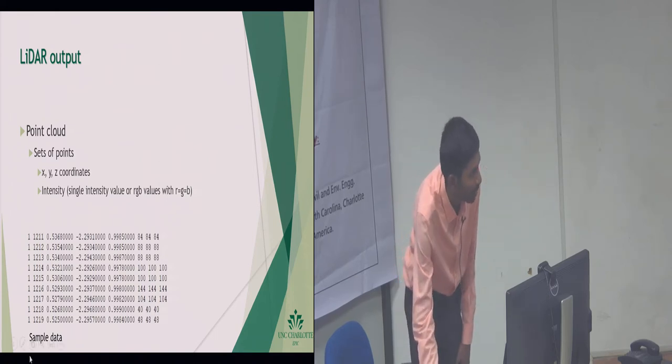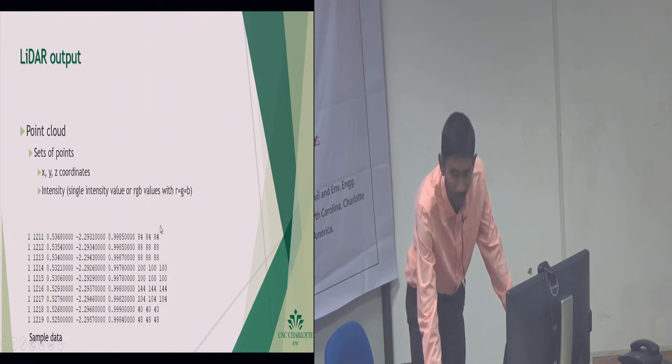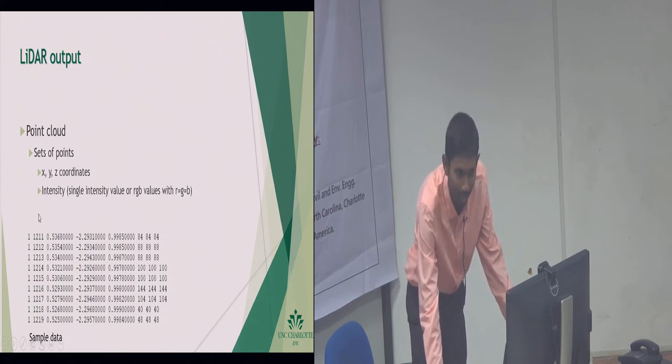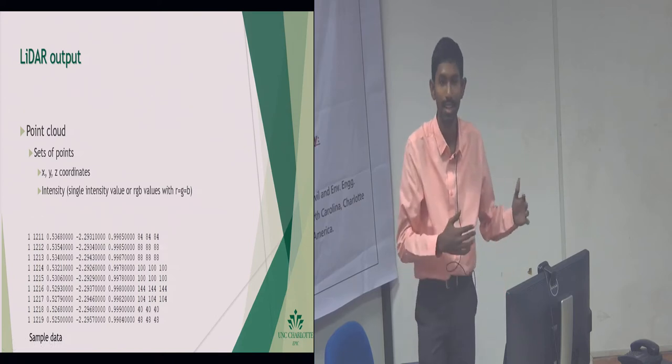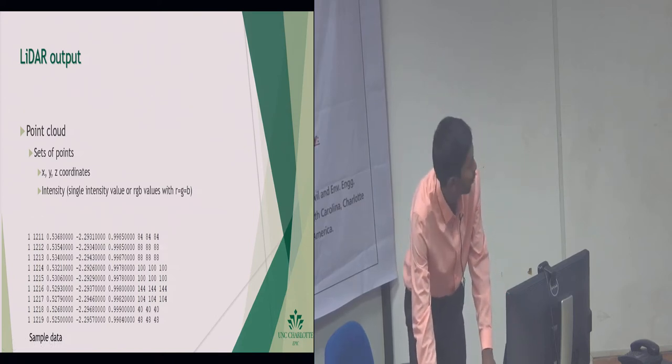And this is a few rows of data from a laser scan. We have X coordinates, Y coordinates, Z coordinates, and RGB values. Now these two are somewhat added after the scan so that we could process the data easily. So editing data is also possible.